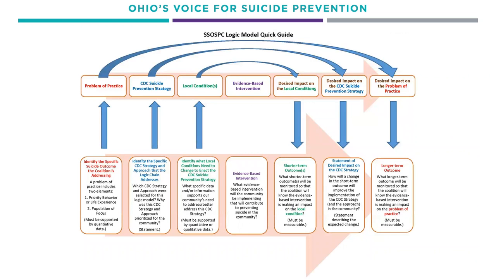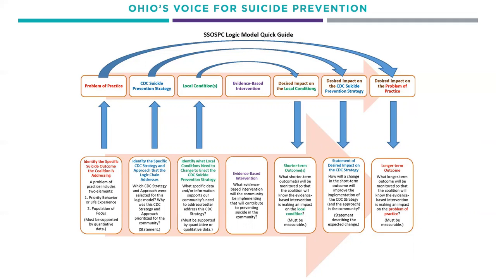So the goal of the Phase 5 process is for the team to create a logic model and a theory of change that will be the backbone of the strategic plan. The coalition will continue working with the same CDC strategy as was selected in Phase 3, as well as the needs assessment and environmental scan completed during Phase 4.